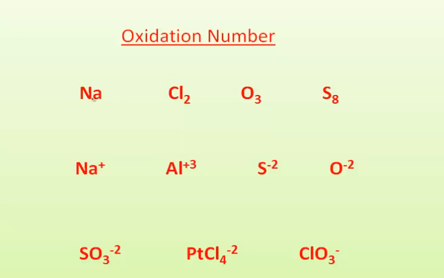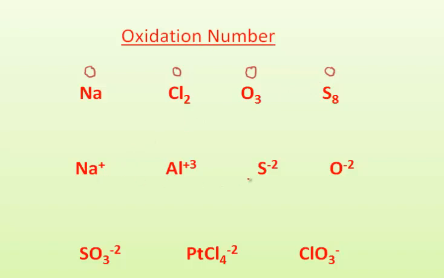Well, next is the sodium atom. Sodium is a neutral atom in an uncombined state, and the oxidation number of a neutral atom is always 0. Next is Cl2. It is a molecule made up of the same type of atoms, only Cl atoms, and the oxidation number of a molecule made up of the same type of atoms is always 0. We can assign 0 oxidation number. The same case goes with ozone. It is made up of only oxygen atoms, so that is why it has 0 oxidation number, and similarly the last one also has 0 oxidation number.